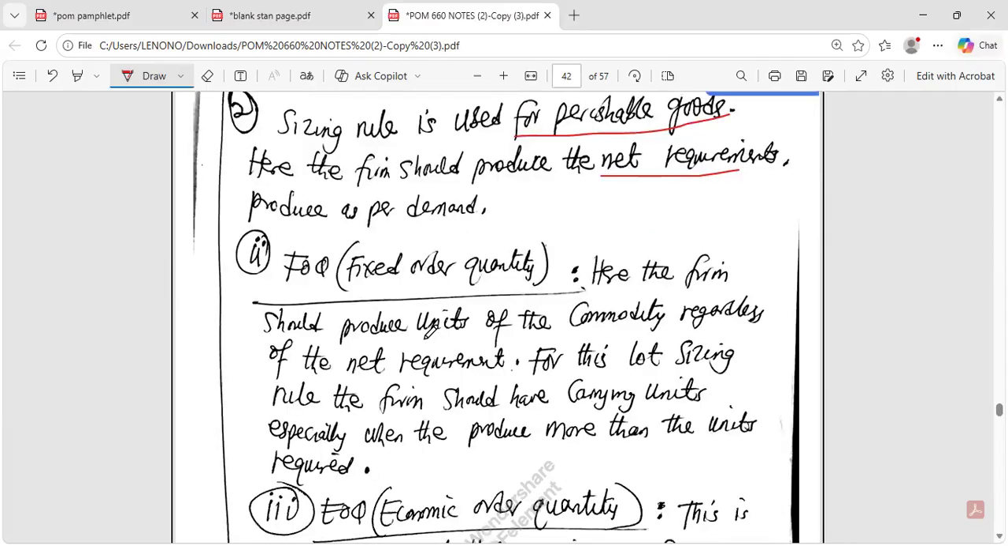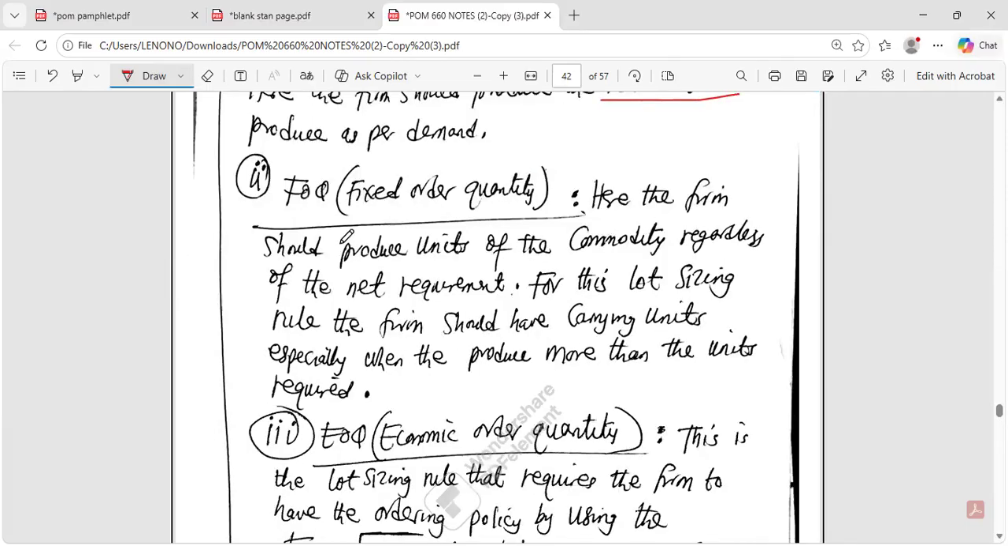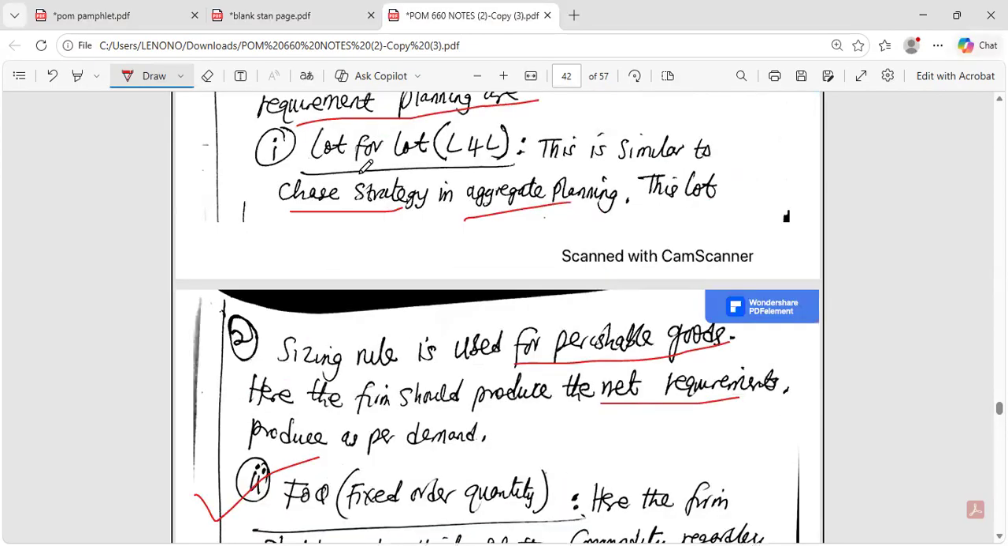Then we have the fixed order quantity. Here, the firm should produce units of the commodity regardless of the net requirements. So for this lot sizing rule, the firm should have carrying units, especially when they produce more units than required. So that is the fixed order quantity.